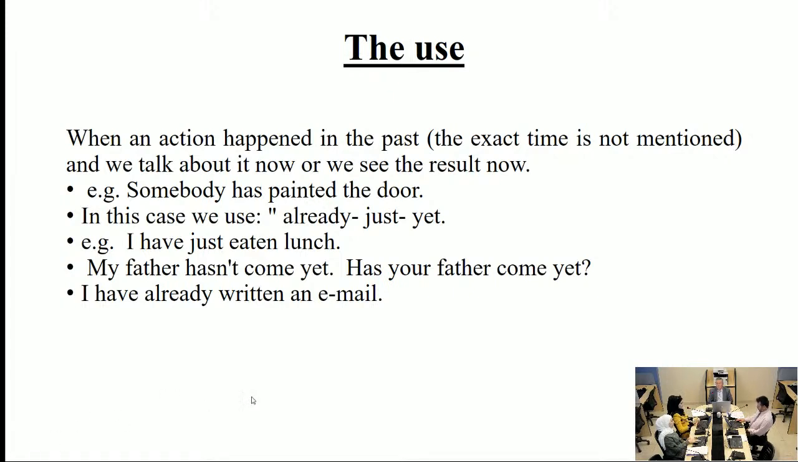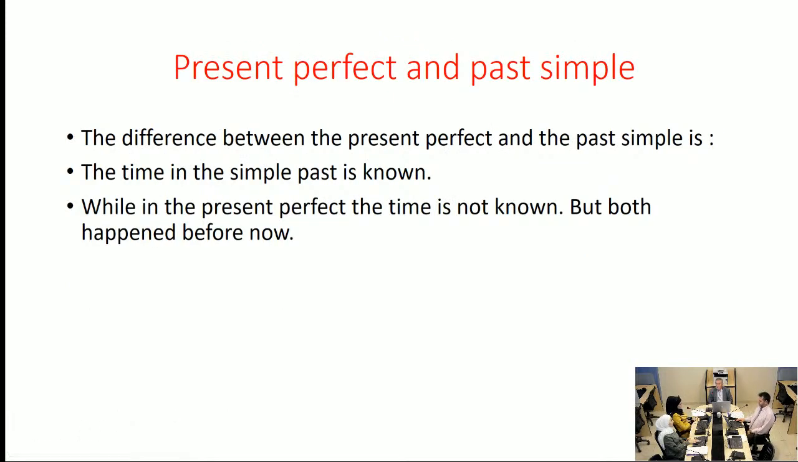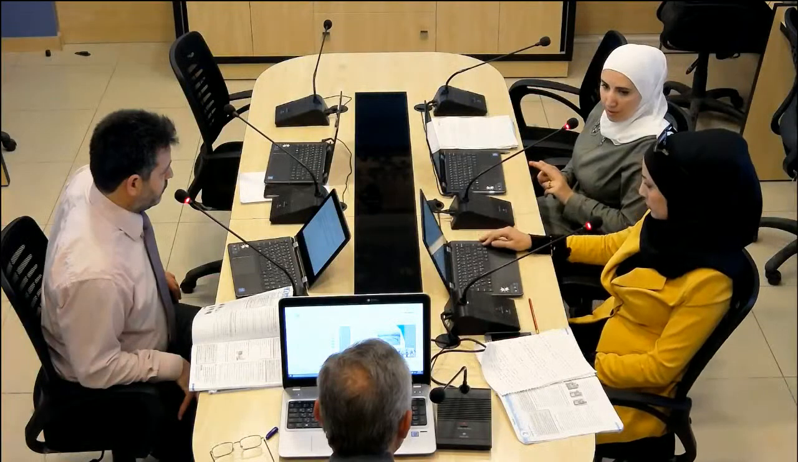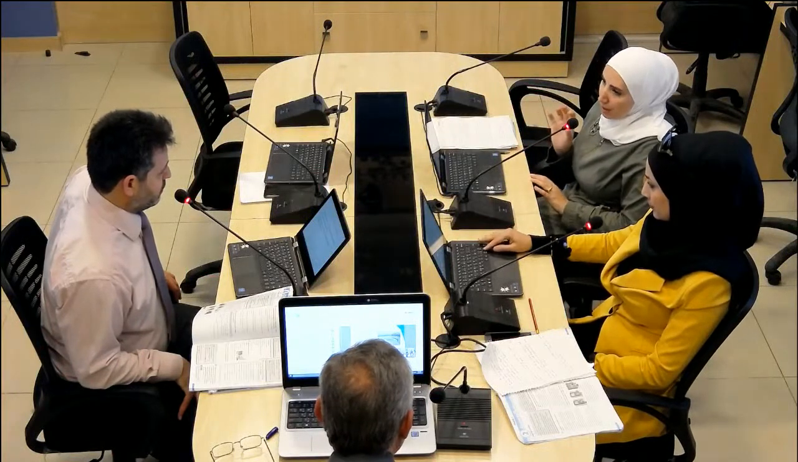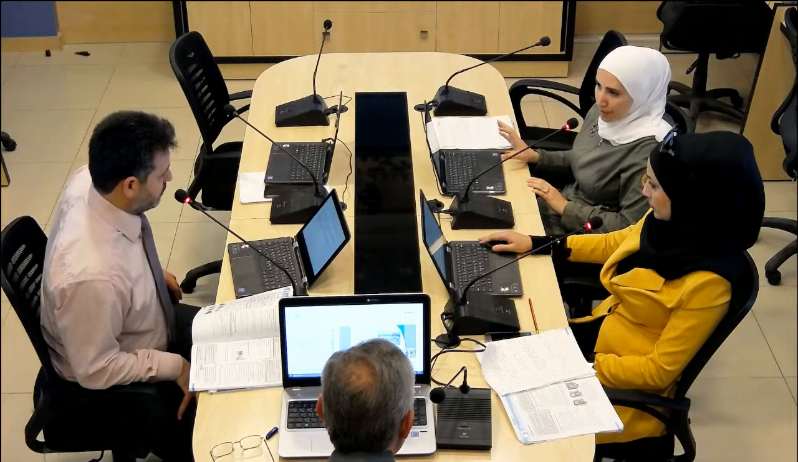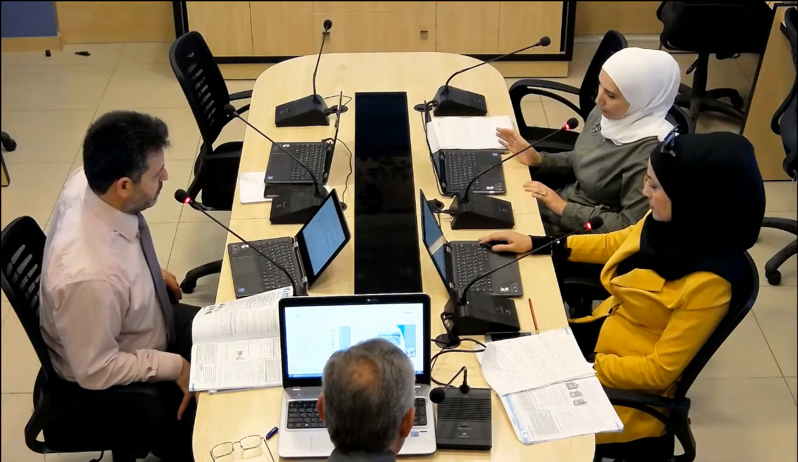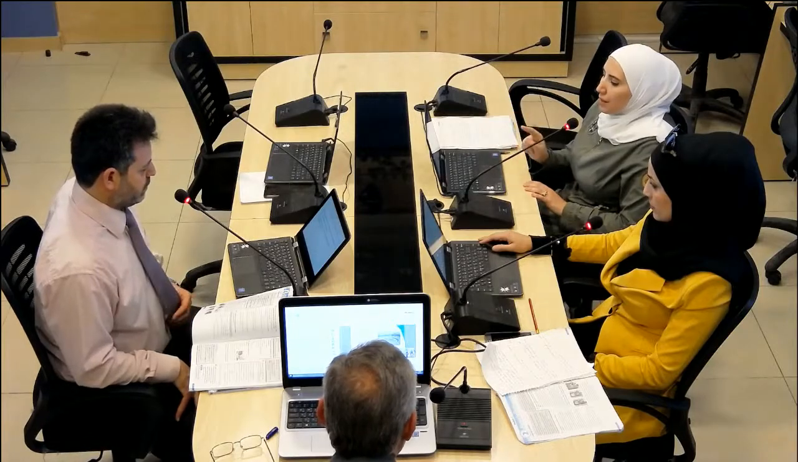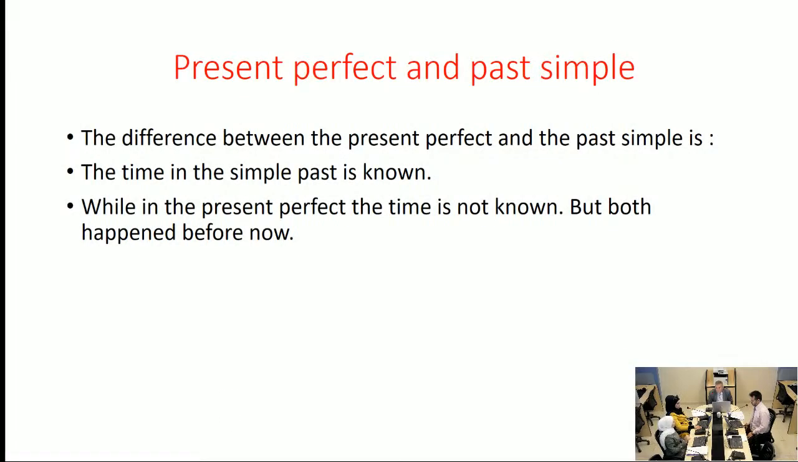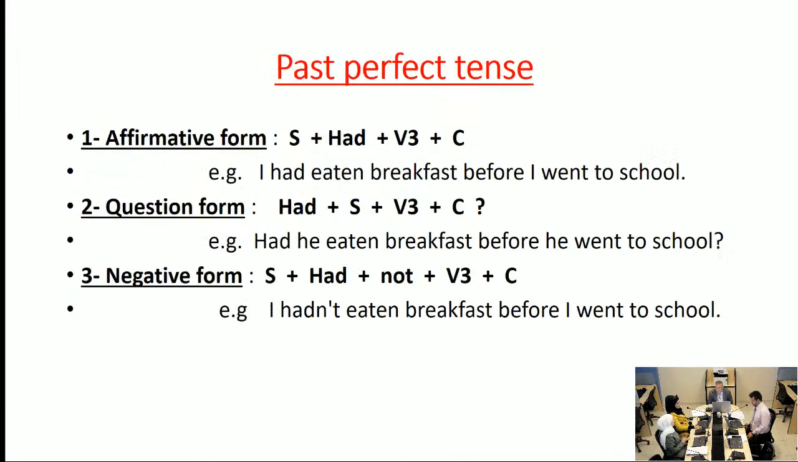Thank you. Next, Ms. Nasreen is going to continue with the difference between the present perfect and the simple past. This is the main idea we always teach our students. We teach them the present perfect in contrast with the past, because both actions are completed. But in the simple past there is a time reference, while in the present perfect there is no time reference. So the time in the simple past is known, while in the present perfect the time is not known, but both happened before now. Exactly. Thank you so much.